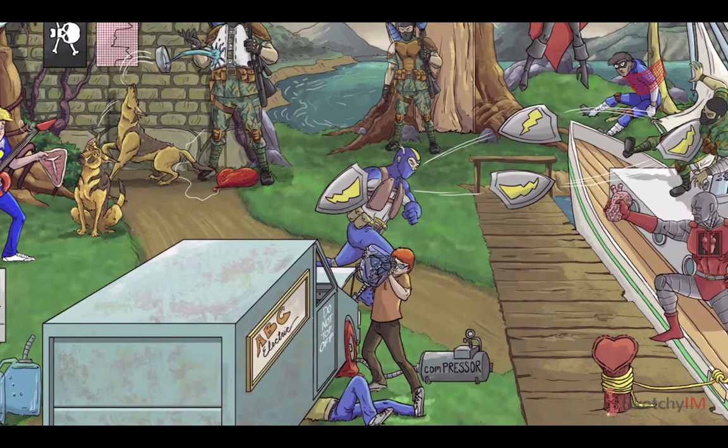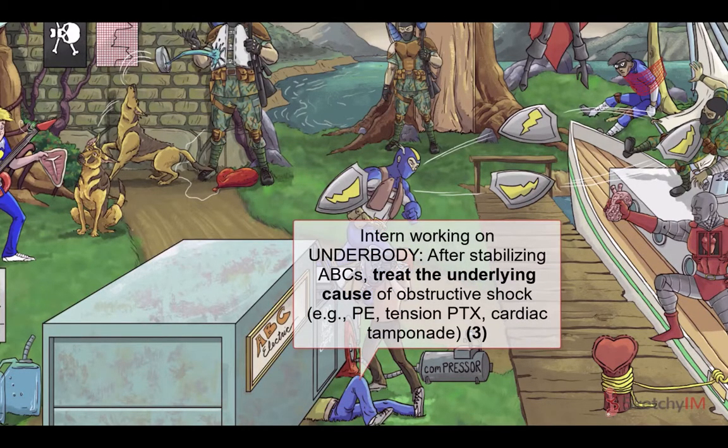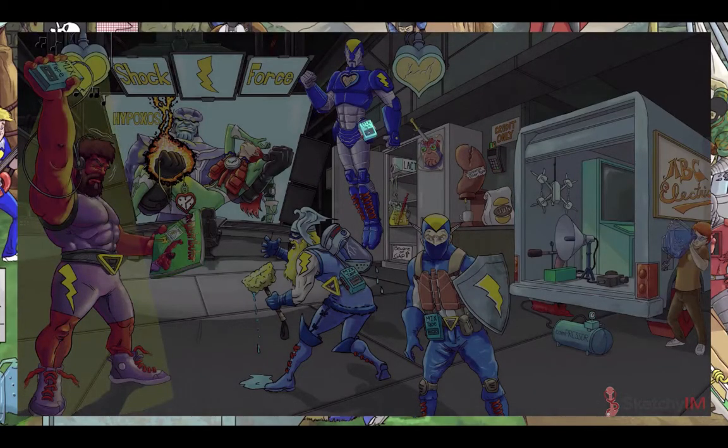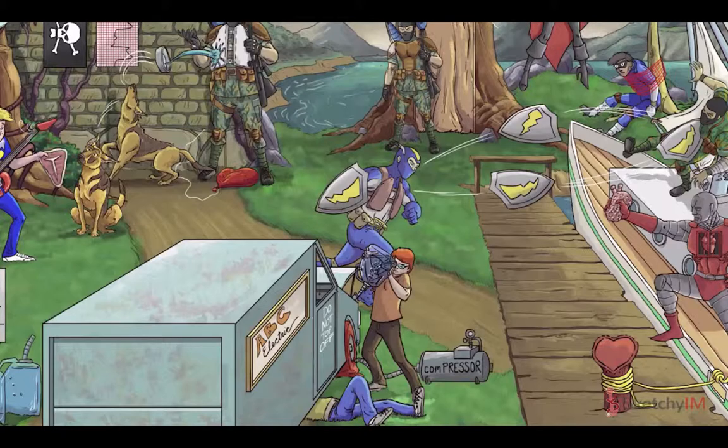And finally, once your patient's airway, breathing, and circulation have been stabilized, pivot immediately to the diagnosis and treatment of the underlying cause of obstructive shock. This can include thrombolysis for patients with PE, needle decompression and tube thoracostomy for patients with tension pneumo, or pericardiocentesis in patients with cardiac tamponade, among other interventions. For more details on the management of these and other causes of obstructive shock, check out our sketches dedicated to them after you're done here.